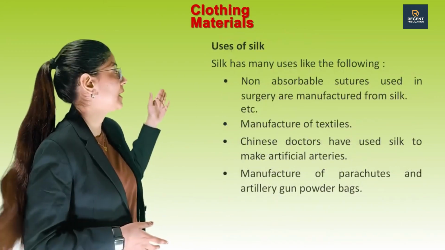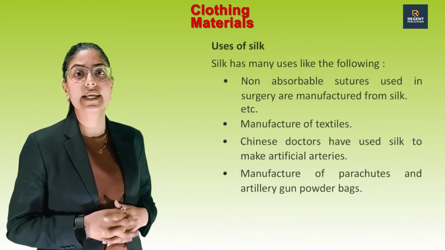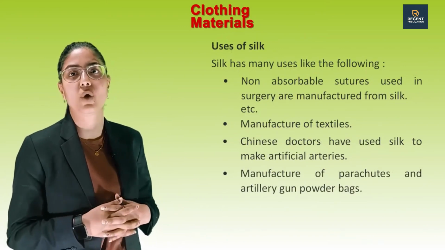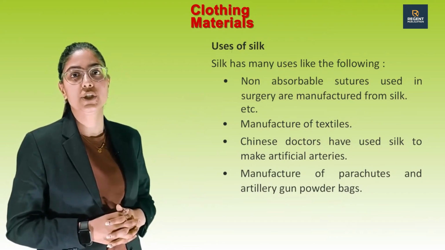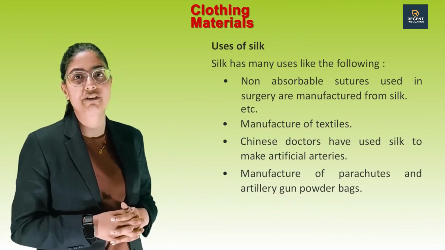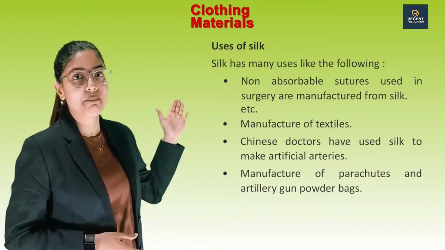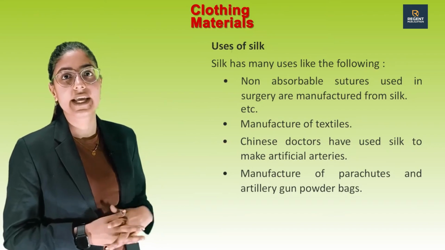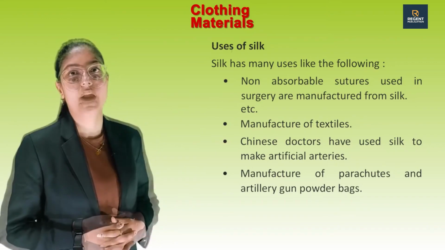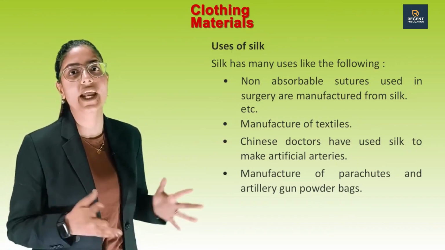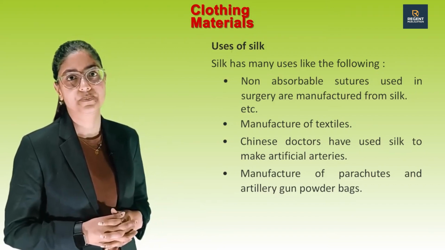Uses of silk. Silk has many uses like the following. First, non-absorbable sutures used in surgery are manufactured from silk. Next, manufacture of textiles. Chinese doctors have used silk to make artificial arteries. Manufacture of parachutes and artillery gun powder bags.